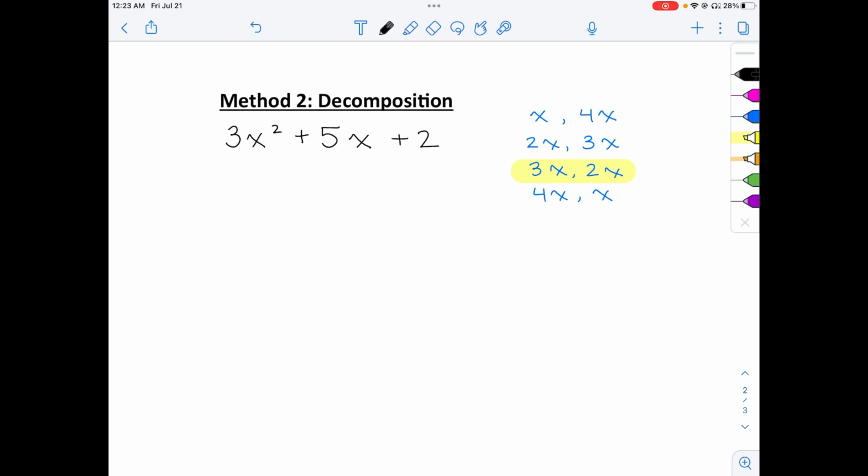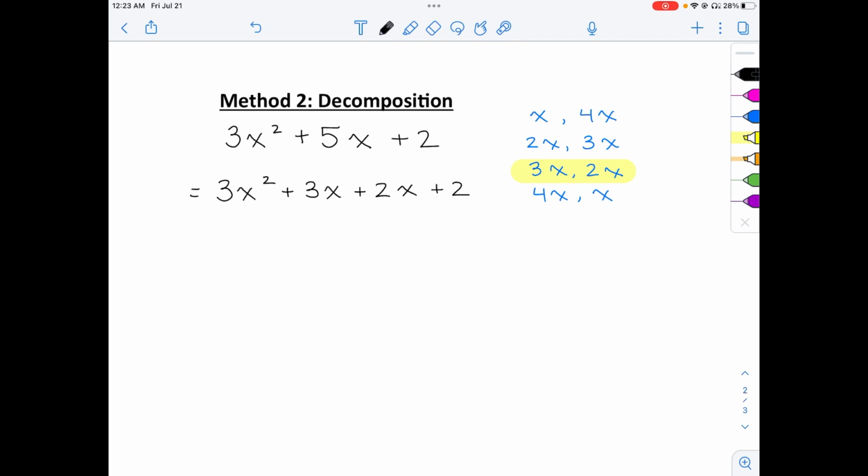Okay, and what I'm going to do then is rewrite this expression, but instead of plus 5x, I'm writing in those two terms that are equivalent to plus 5x. Okay, so I am making the equation temporarily bigger. It has 4 terms now instead of 3, and I'm going to show you why in just a moment.